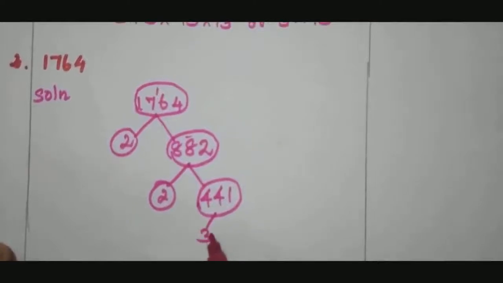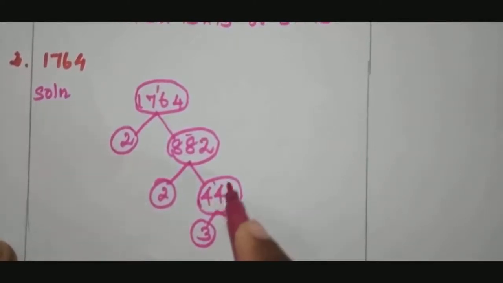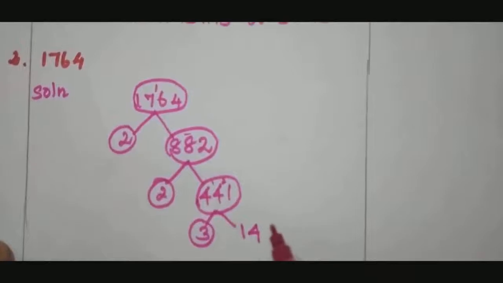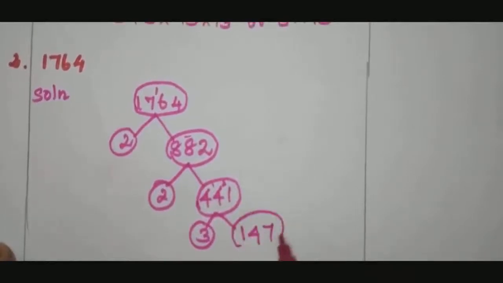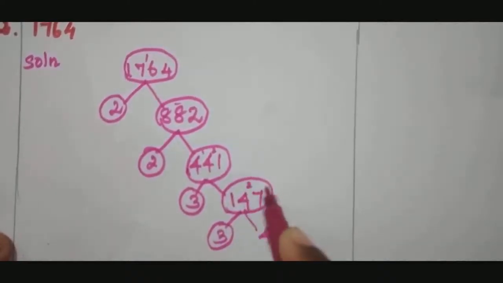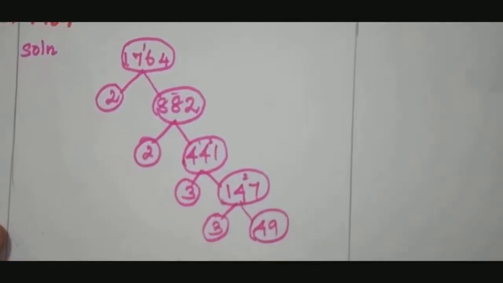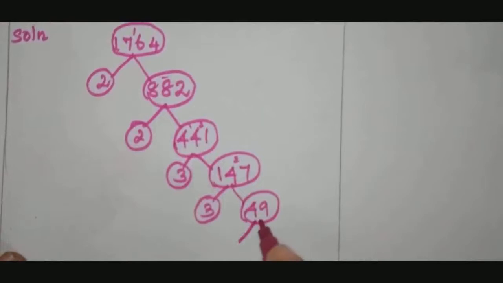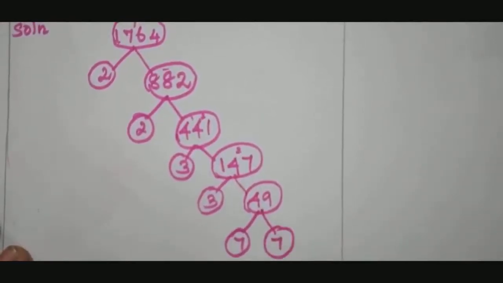Do it with 3 tables. 1 3 is 3. Remaining 1 14. 4 3s are 12. Remaining 2 21. 7 3s are 21. Do it with 3 table. 4 3s are 12. Remaining 2 27. 9 3s are 27. So you know very well 7 7s are 49. So now you reached all the prime numbers.